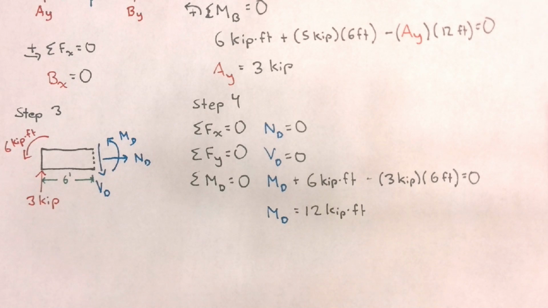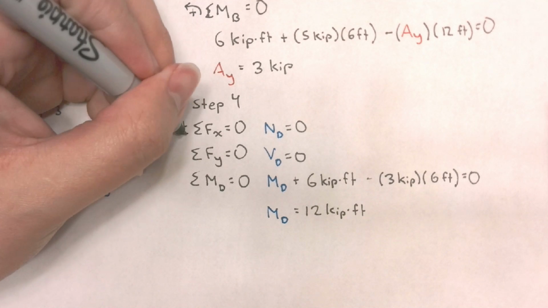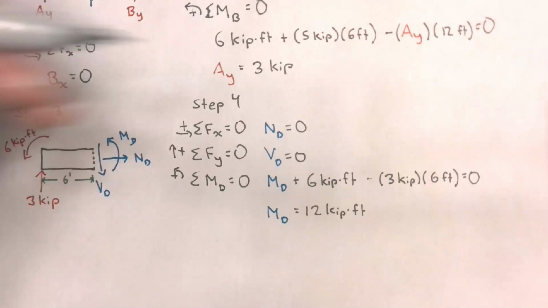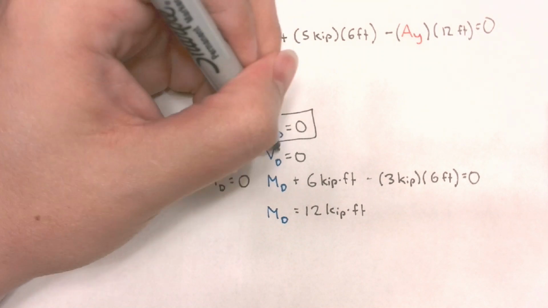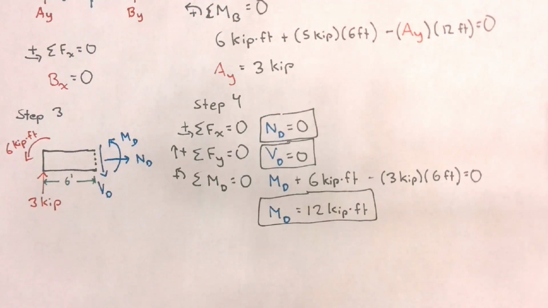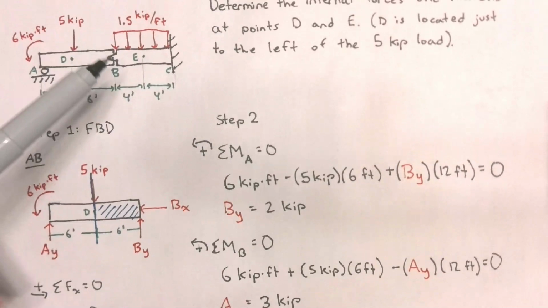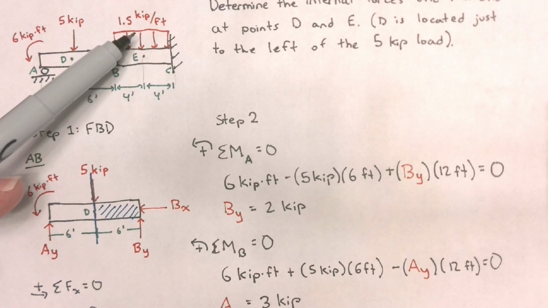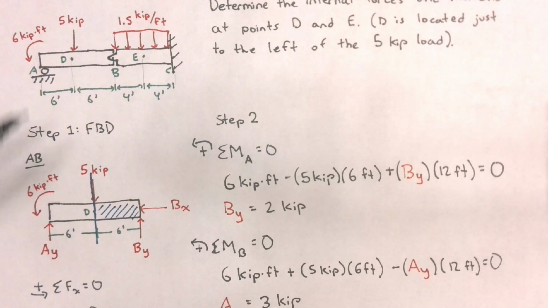So we found our internal forces at point D. Notice that we only needed one section to find these internal forces. So there was no need to calculate the reactions on the right side of the system. We're going to find that in order to find the forces at point E, we still don't need to calculate these reactions.